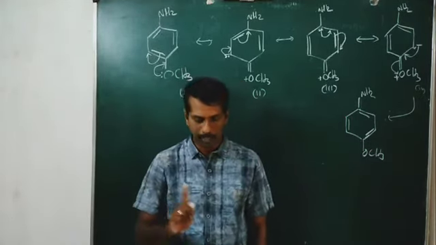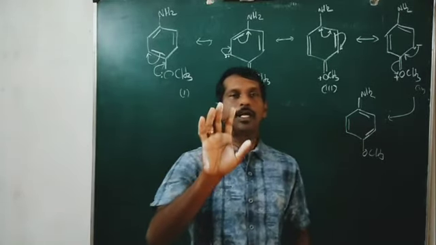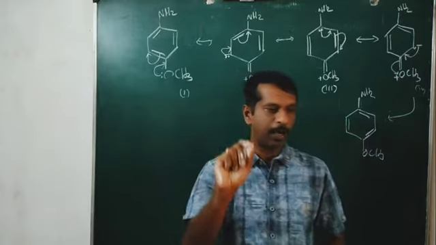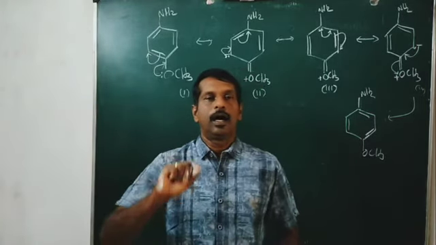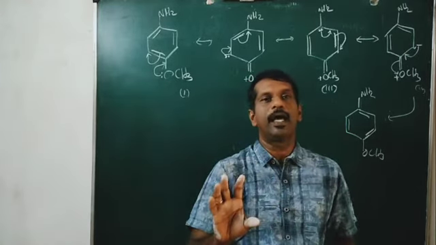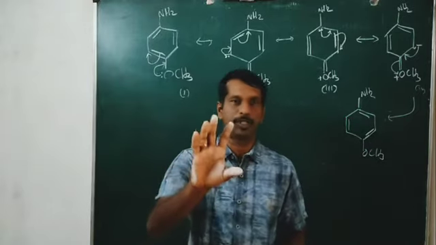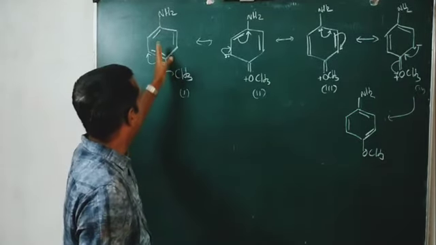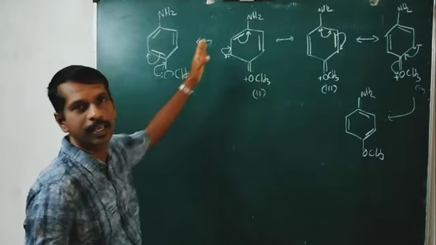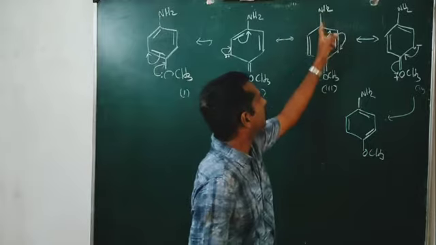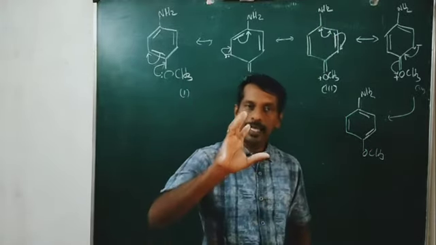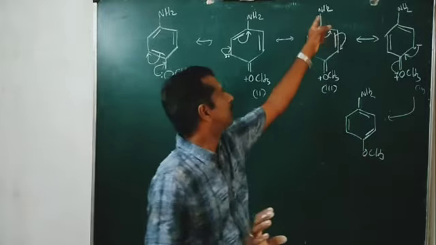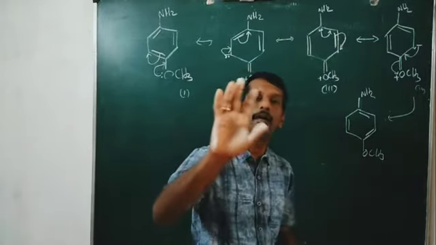Once again, we can see that when the electron donating group is at the para position, it is more basic than when the electron donating group is at the meta position. The reason is that when the electron donating group is at the para position, because of the plus M effect, or plus R effect or resonance effect, you can see that the NH2 attached carbon is carrying a negative charge. That negative charge will increase the electron density on the nitrogen atom, and hence this aniline is more basic.